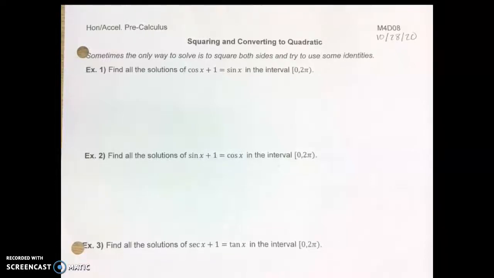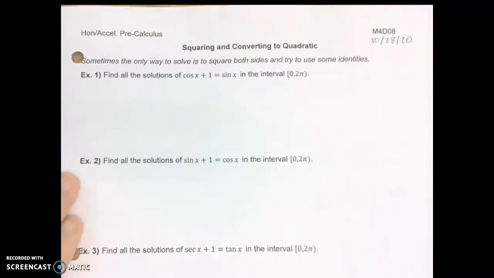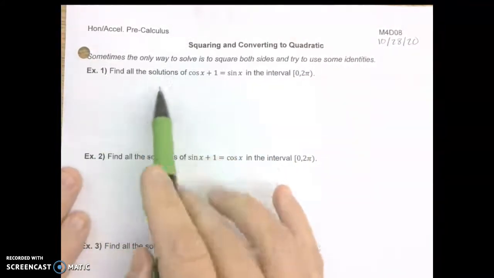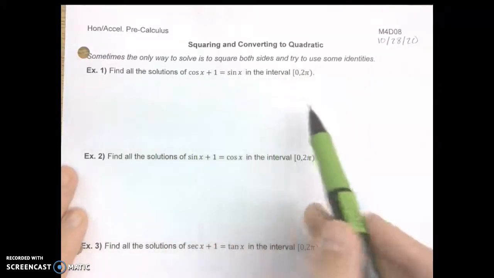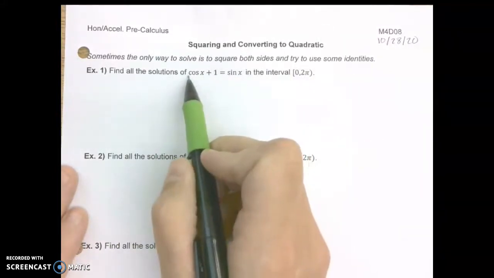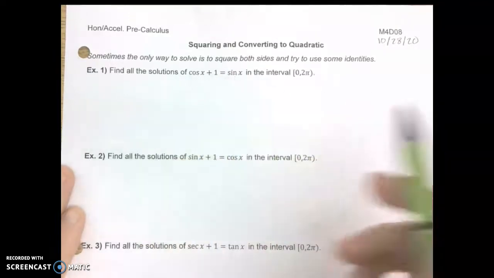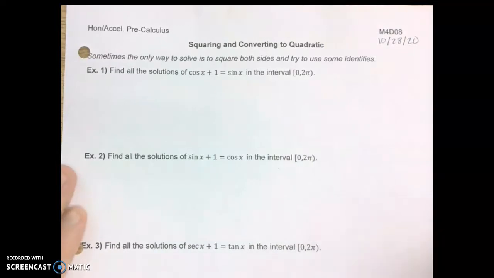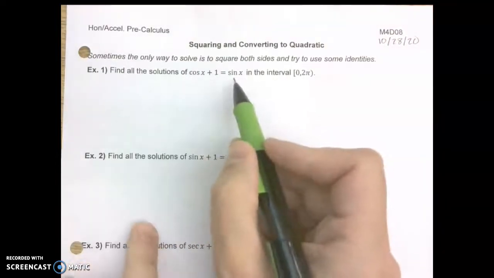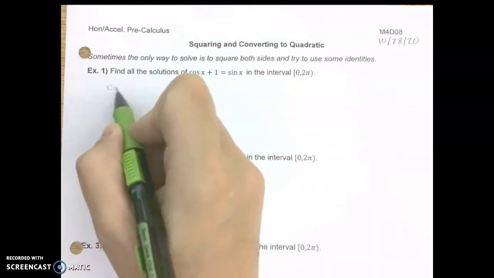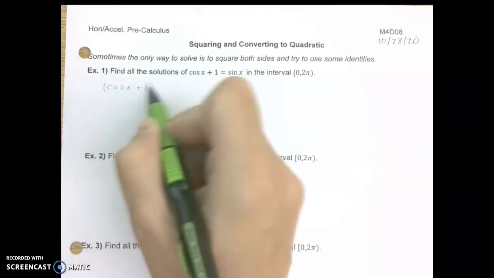Okay, so we are going to talk about squaring trigonometric equations in order to find some solutions. Sometimes the only way to solve is to square both sides and use some identities. If I have cosine x plus 1 equal to sine of x, there's no relationship there that's going to help me solve, and I can't really solve with two different things. So one thing I can do is I can square both sides.